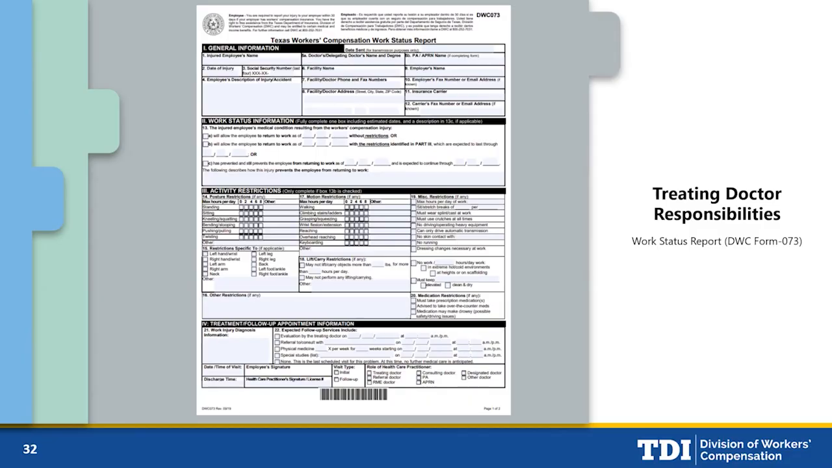The requirement for the 73 form is detailed in Rule 129.5, and it's important to note that the work status report is not required for every visit. So if you're writing one and billing for one for every visit, you're not necessarily going to get reimbursed. It's all required by Rule 129.5. The requirements are in there.